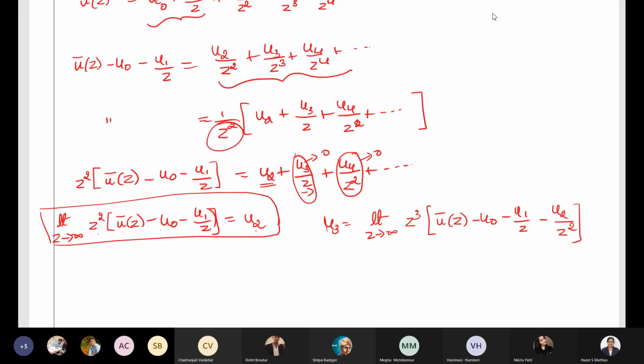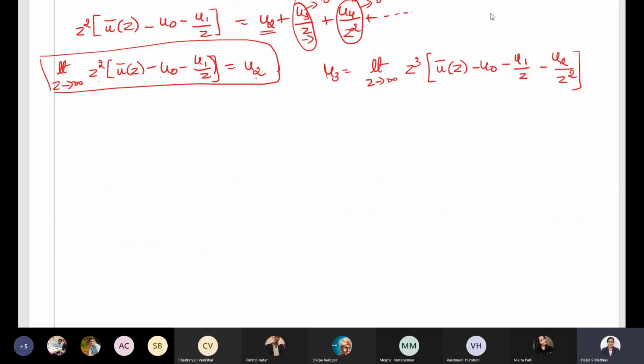Okay, so this is how to get the derivation, how to get the points for initial and final value theorem. So this is regarding your initial value theorem. Next, we will discuss the final value theorem. What is a final value theorem?